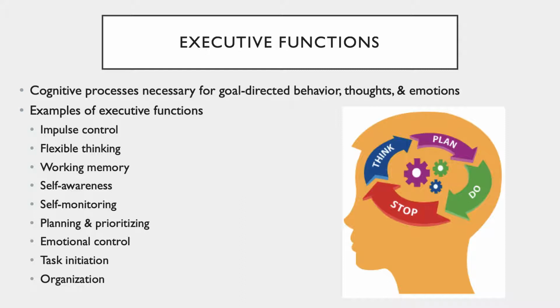Self-awareness and self-monitoring, the ability to know what you're doing, feeling, thinking, and how you are going about solving problems and making choices in your life, are also examples of executive functions. Executive functions also include things like planning, prioritizing based on goals, values, and deadlines, emotional control, being able to sit with your feelings and to resist the temptation to act on them, task initiation, getting something started, and organization.